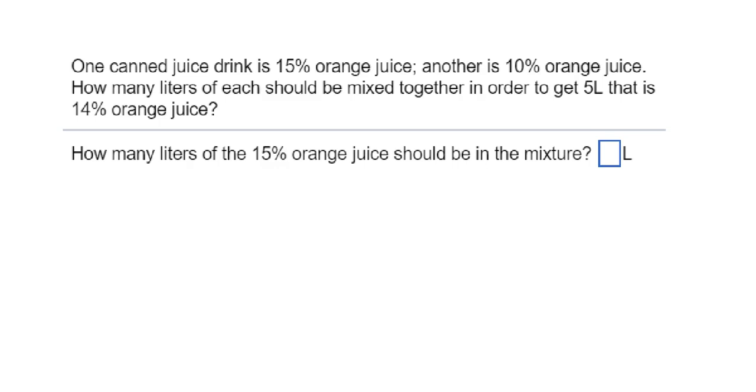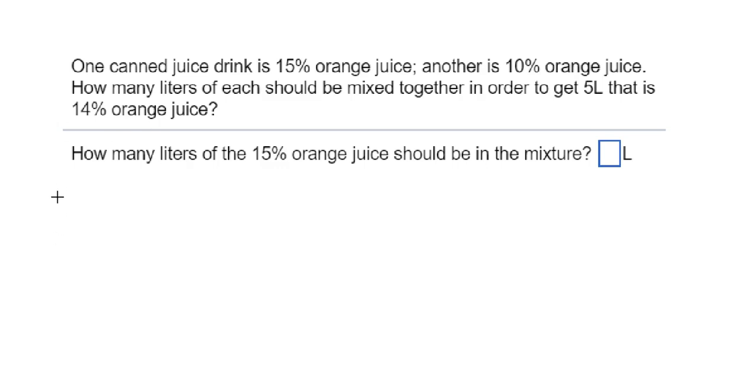So let's take a look at this example. One canned juice drink is 15% orange juice. Another is 10% orange juice. How many liters of each should be mixed together in order to get 5 liters that is 14% orange juice? So for many of these problems, there's going to be a couple of things you're going to be dealing with. And to organize all that information, it might be helpful to make a table.